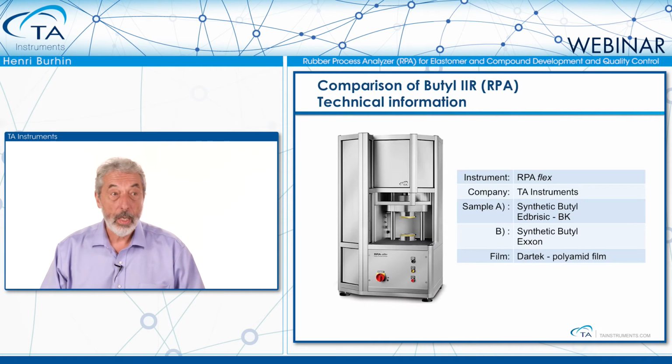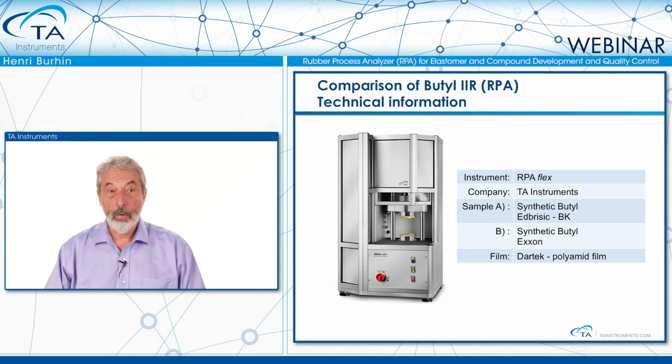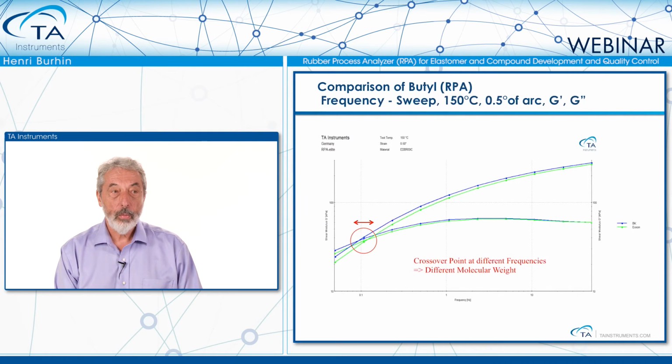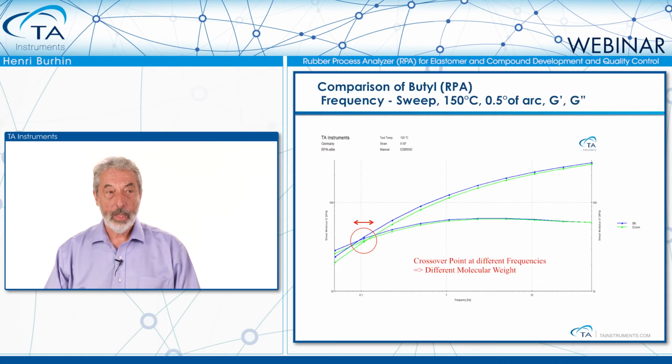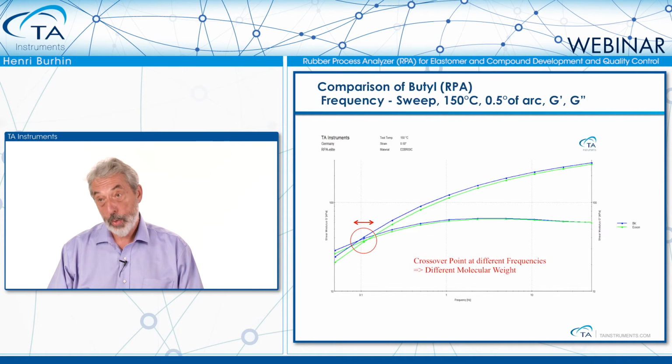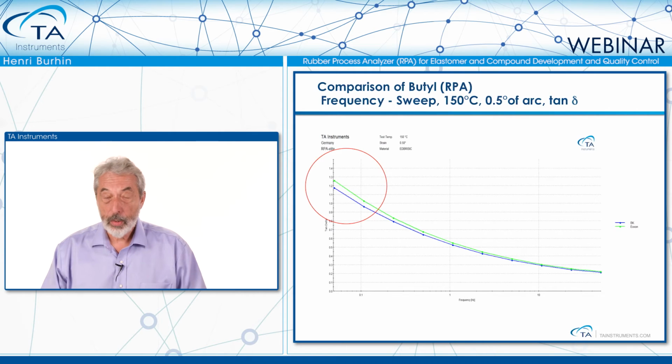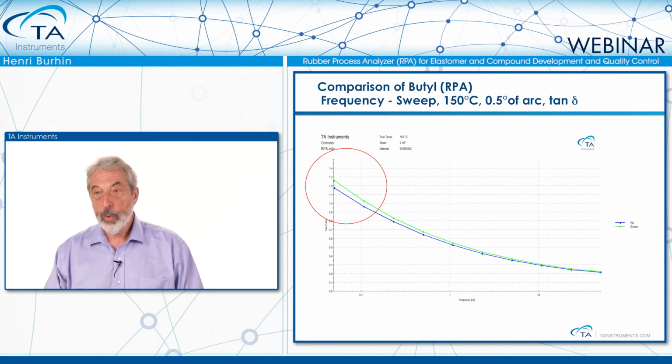Now we can apply that to many polymers. We have done tests on all kinds of polymers, including natural rubber. Now this is a case on butyl, meaning isobutylene isoprene rubber, from 2 different suppliers, one from Exxon and one from Russia. We have run a frequency sweep followed by a strain sweep, and we do the analysis in the linear viscoelastic domain. We can see a small difference in crossover point. That means we have a significant difference, which could be molecular weight. We can see a difference in tangent delta, so meaning it's molecular weight distribution or branching.